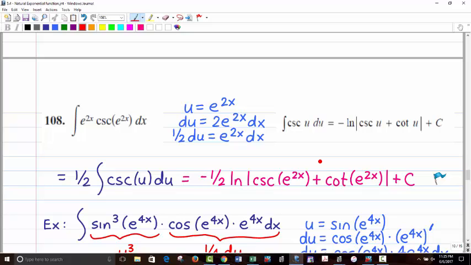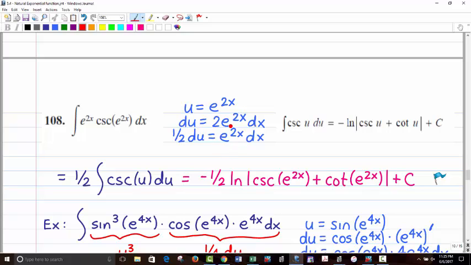Here's another good example of an integral that has e's in it, but yet the exponent of e will not be the u. In this case, the u will be all e raised to the 2x, not 2x. It needs to be e raised to the 2x. The main reason is that the derivative of this e to the 2x in the parentheses will give you an e to the 2x right there. Specifically, the derivative is 2e to the 2x.